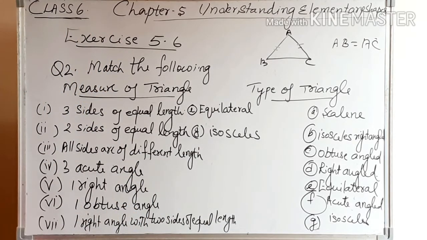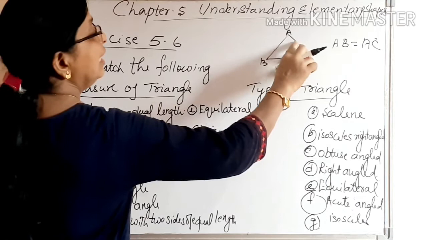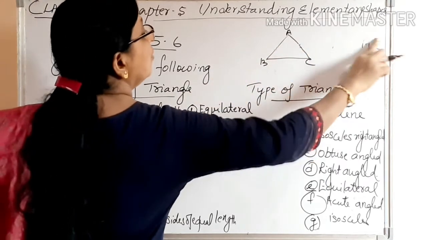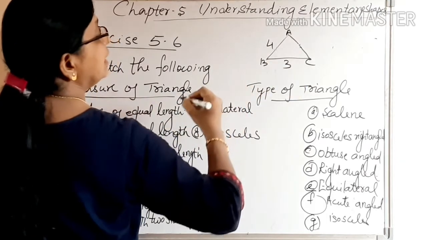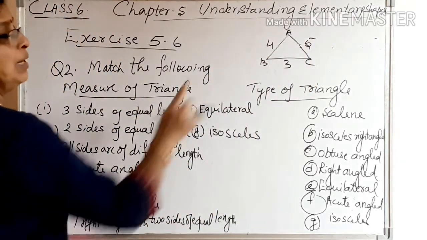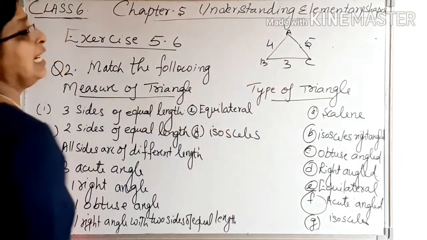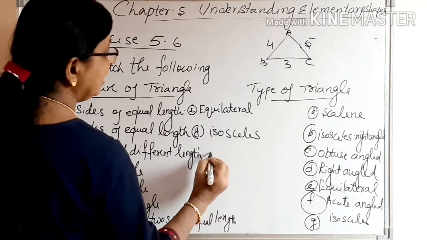Third one, all sides are of different length. In this triangle, maybe AB is 4 cm, BC is 3 cm, AC is 5 cm. All 3 sides are unequal. What kind of triangle is this? Scalene.